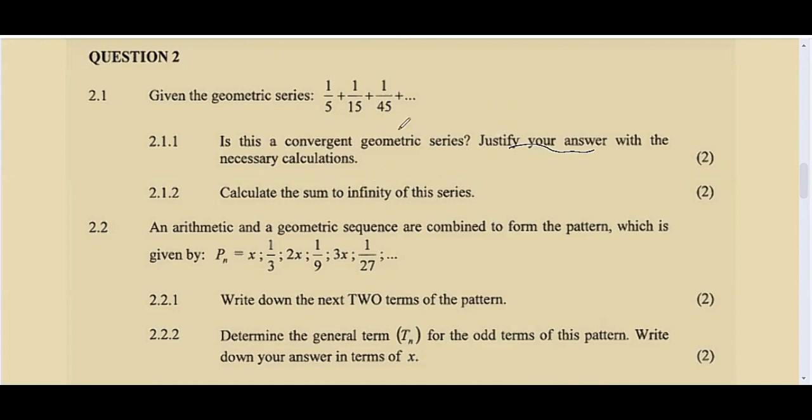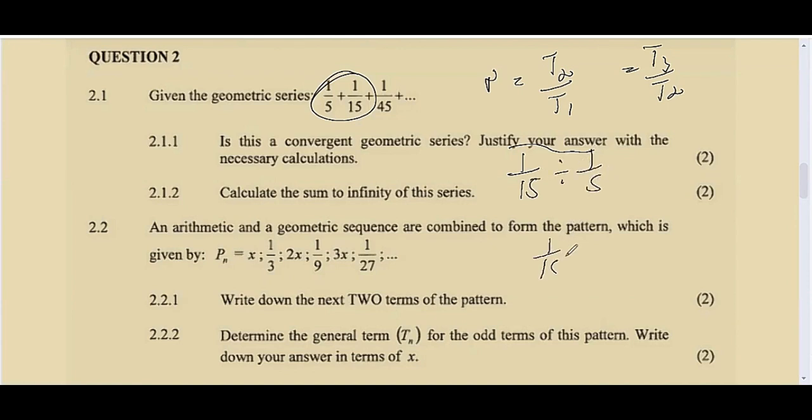So all that we need to do here is calculate our value for r by saying T2 divided by T1. And then also you can say, just to confirm, T3 divided by T2. But if we only take this one, it will be enough because we are already told that this is a geometric series. So if we say 1 over 15 divided by 1 over 5, this should give us 1 over 5 multiplied by 5 over 1. So the value that we'll get here is 1 over 3, right?